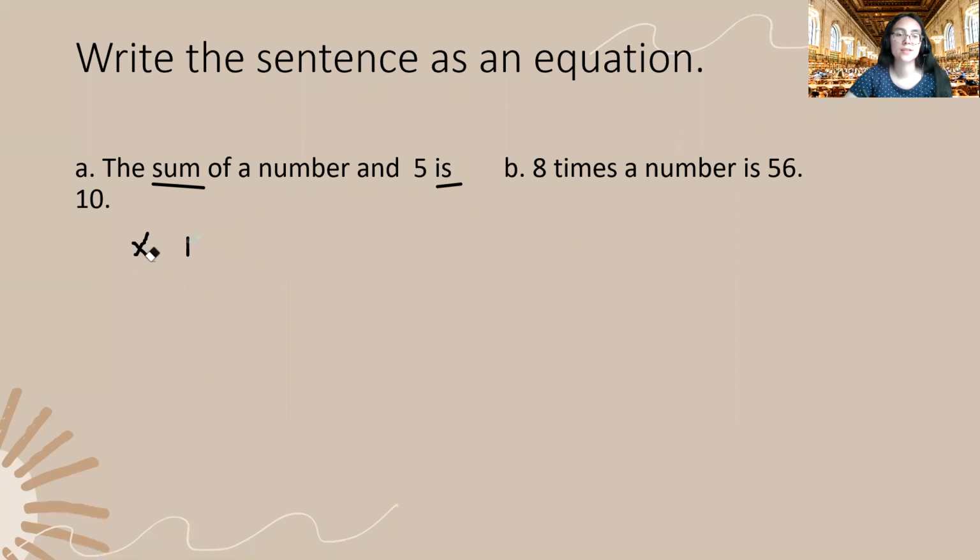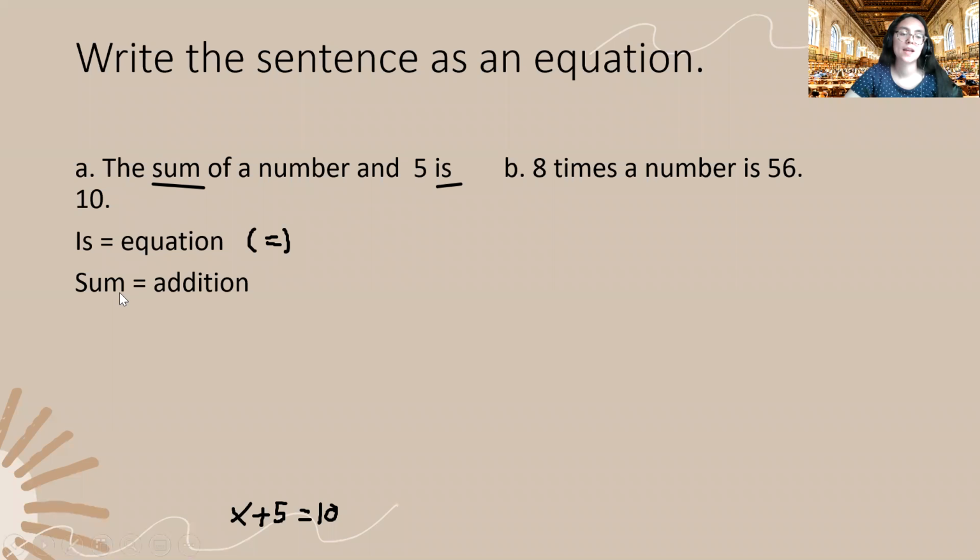Let's check our answer. So I'm going to actually write it down at the bottom. So I'm going to write x plus 5 is equal to 10. That's what I think it is. Okay. So let's go and break it down. I underlined is because I know that there's going to be an equation. So I'm going to have an equal sign. Then I underline sum because this is telling me that I'm going to have addition. So I'm going to have a plus sign.